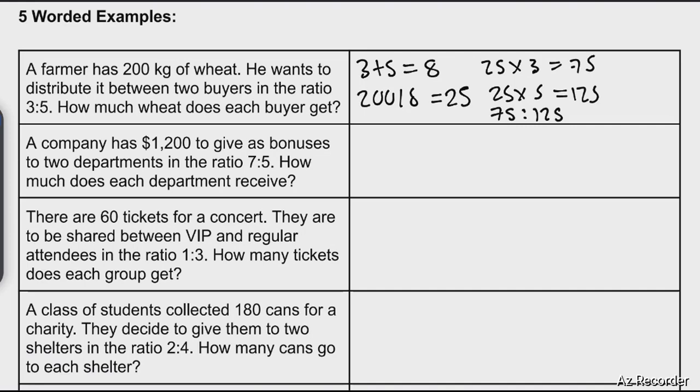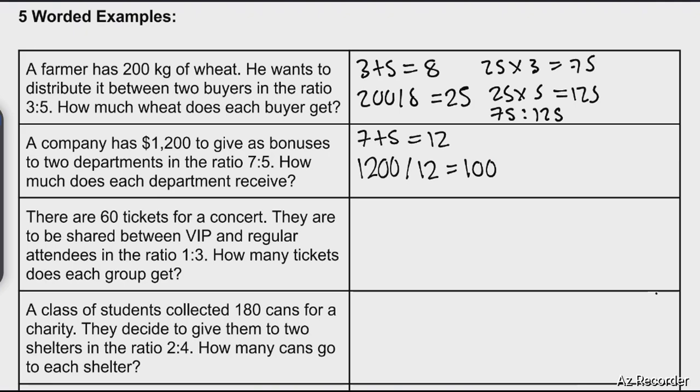Okay. The next question is, a company has $1,200 to give as bonuses to 2 departments in the ratio 7:5. How much does each department receive? Okay, let's have a look at this. So what's our total number of parts? Is going to be 7 plus 5 is equal to 12. And then if the company has 1,200 to split in the ratio 7:5, what's the value of 1 unit? So we have 1,200 divided by 12, which is going to be 100.